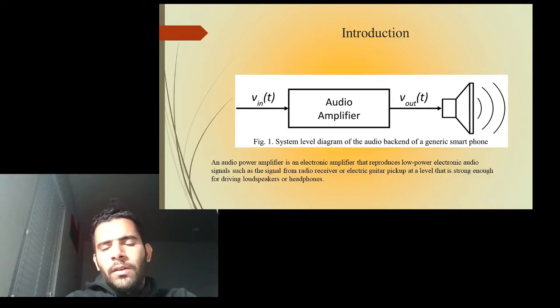So we can see this device, we have an input, audio amplifier, and output connected to a speaker which translates the electrical signals to sounds. We can see here also the definition of audio power amplifier, which is an electronic amplifier that amplifies low power electronic audio signals such as signals from radio receivers or electrical guitars.